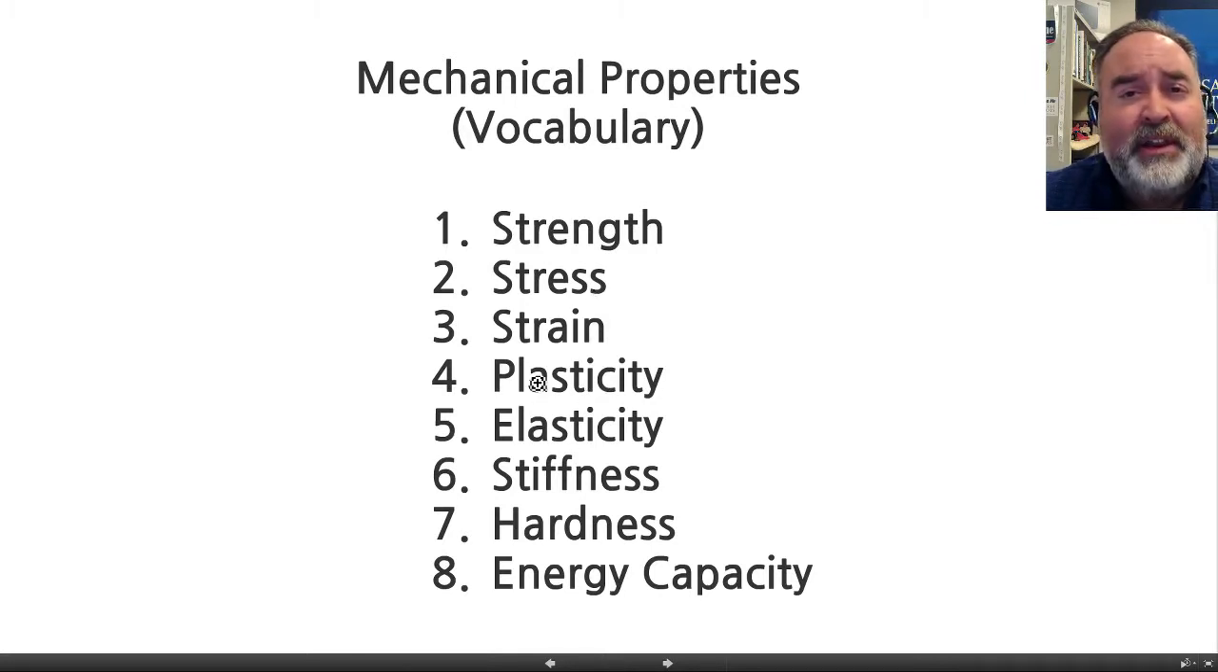If it moves really, really easily and it doesn't break, we call that plastic or plasticity. If it happens to move and snap back when you're done moving it, that's elastic. If it's very difficult to move, then we say something is very stiff. If it's very difficult to scratch the surface, we say something is very hard. And then again, we talk about this energy capacity. When does the material just give up the ghost and can't possibly do it anymore?